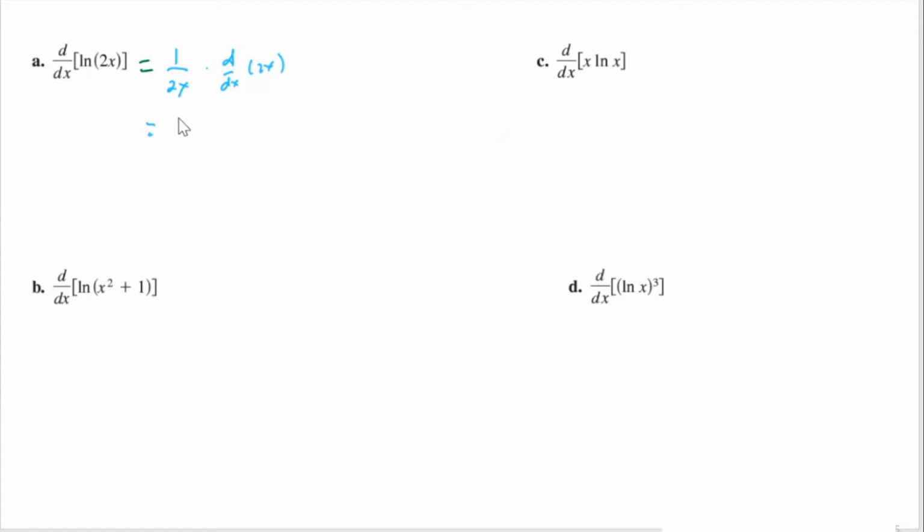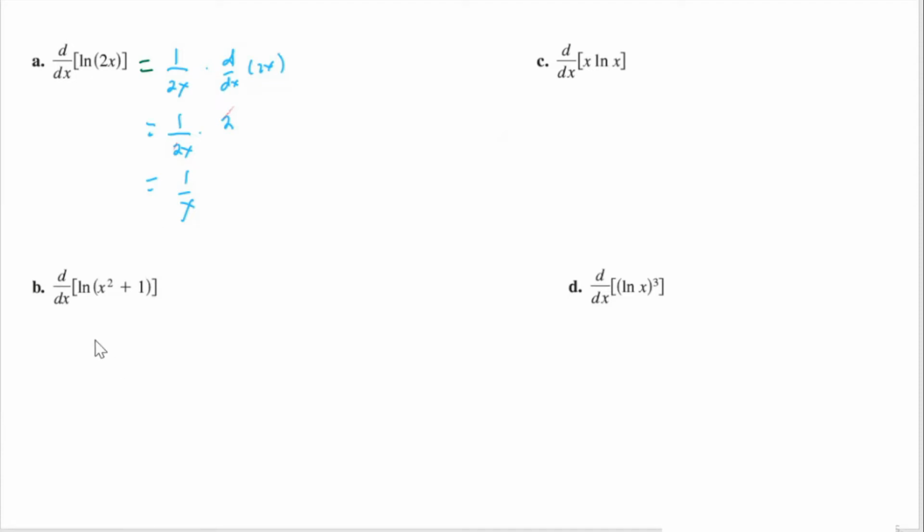Taking that, we have 1 over 2x times the derivative of 2x, which is 2. Therefore, the answer is 1 over 2x times 2. So the 2s will cancel. Therefore, the answer is just 1 over x. So that is now the derivative of ln of 2x.